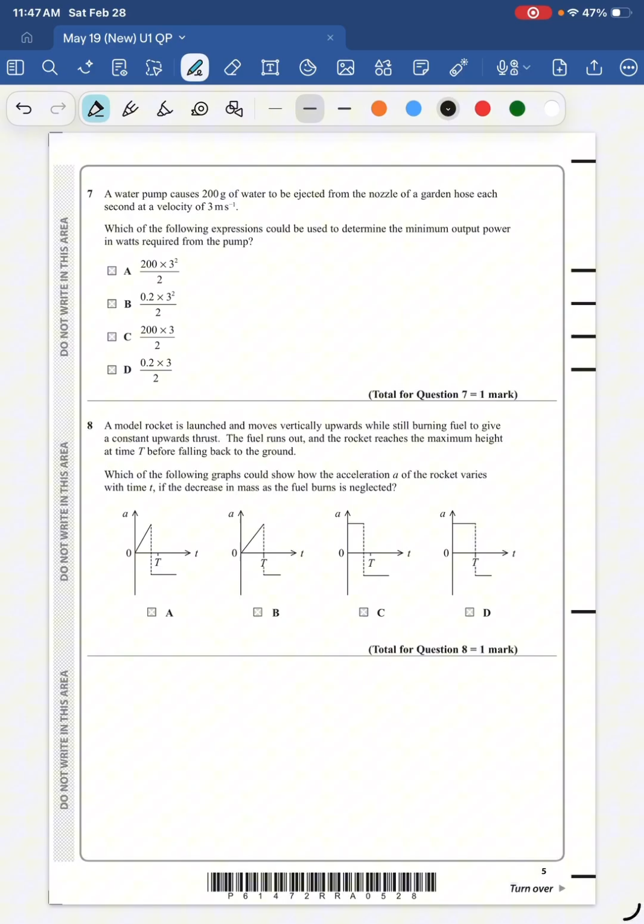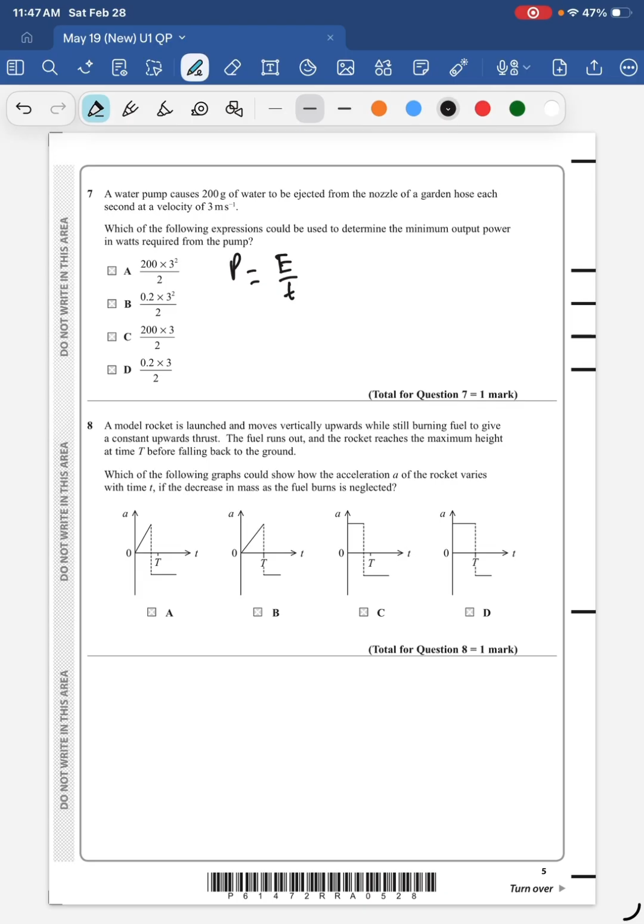7. A water pump causes 200 grams of water to be ejected from the nozzle of a garden hose each second at the velocity of 3 meters per second. Which of the following expressions could be used to determine the minimum output power in watts required from the pump? Okay, so for watts we need the power. So power is energy per time.